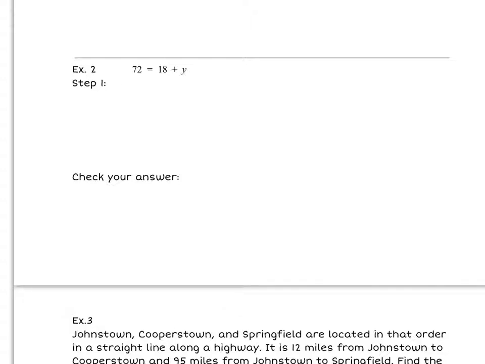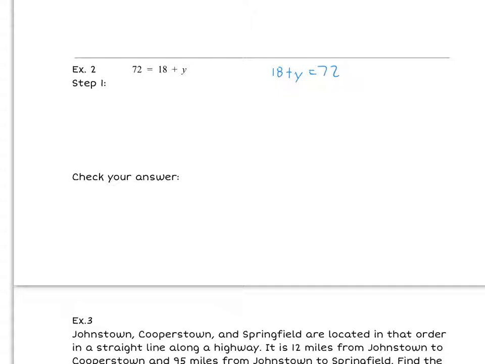All right, here's the next. Let's do another example here. 72 equals 18 plus y. Notice 72 is all by itself on the left side. That's okay. You could rewrite this as 18 plus y equals 72. It means the same thing. You can change sides of the scale as long as you move everything around, but you don't have to.